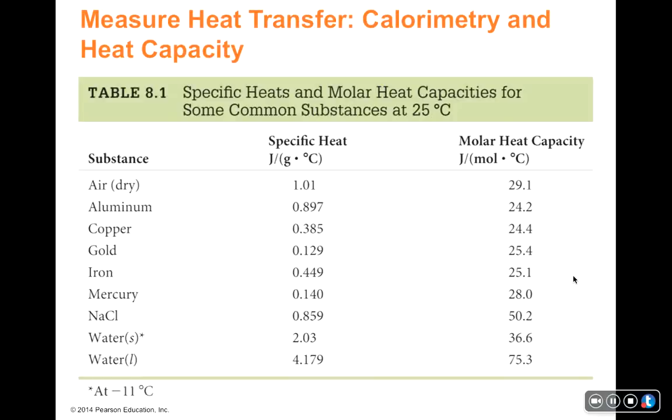Here's a table of just some specific heats. You would be given these values, so I'm not asking that you know any of these values, but notice the types of units that they're in. So specific heat is joules per gram degree Celsius, because that's what it's defined as, right? It's the amount of heat required to raise a gram of substance 1 degree Celsius. So that's where those units come from. Likewise with molar heat capacity, those units are joules per mole degree Celsius, again because the definition of molar heat capacity is the amount of heat, that's measured in joules, per mole to raise it 1 degree Celsius. So that's where those units come from.